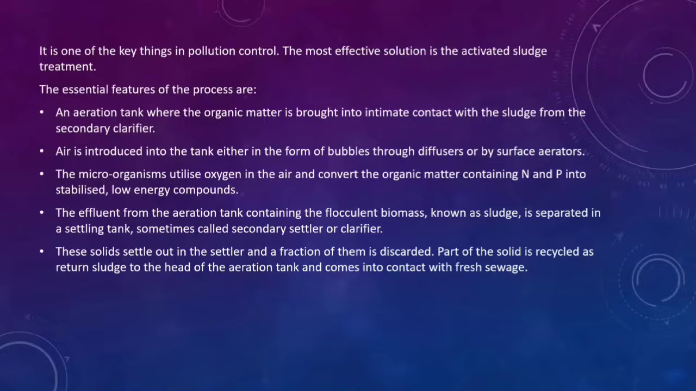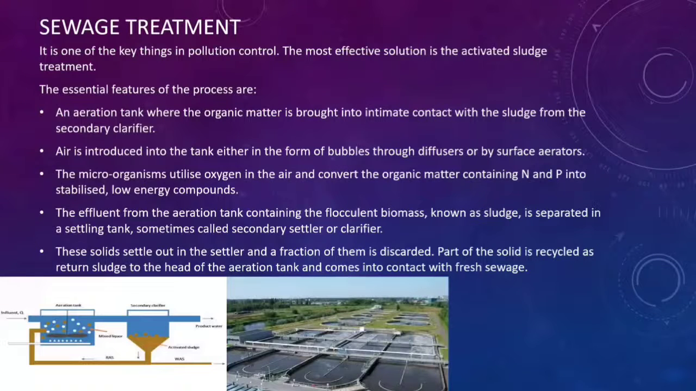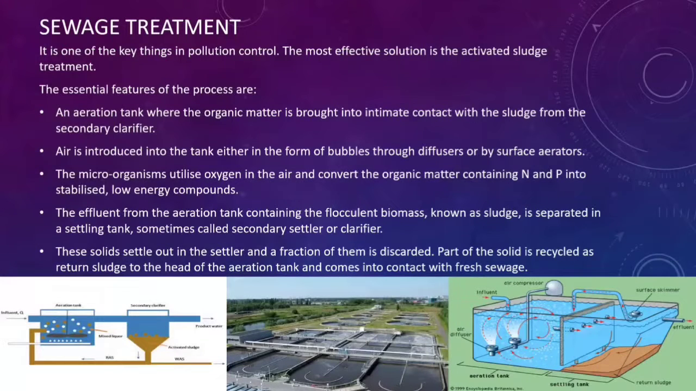Sewage treatment is one of the key things in pollution control. The most effective solution is effective sludge treatment. The essential features of the process are an aeration tank where the organic matter is brought into intimate contact with the sludge from the secondary clarifier. The sludge is heavily laden with microorganisms which are in an active state of growth. Air is introduced into the tank either in the form of bubbles through the diffusers or by surface aerators.